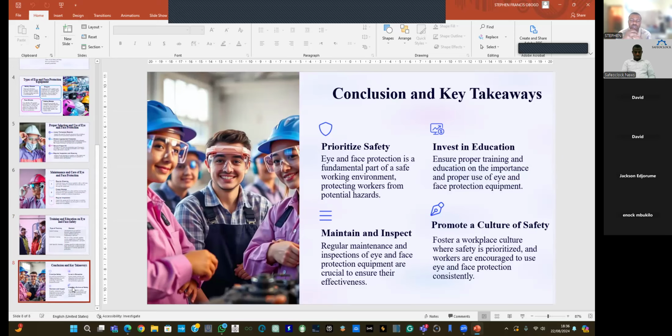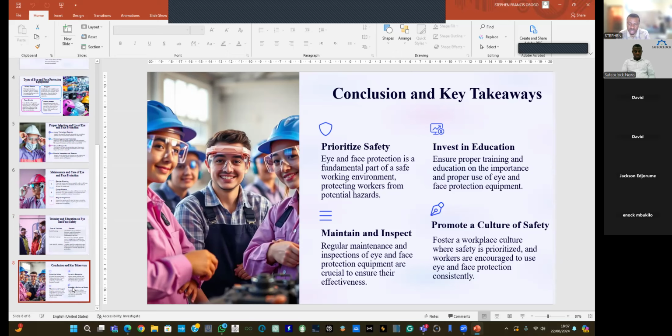And in conclusion and takeaway, just like what we're trying to say in general, we need to prioritize safety with respect to eye and face protection, which is a fundamental part of a safe work environment, by protecting the worker from potential hazard. And also, in our respective organizations, we need to champion investment in education, because when we have proper training, people will be aware of the risk, of the hazard or danger that is peculiar to their respective industry. So that knowledge will be very, very important and vital.